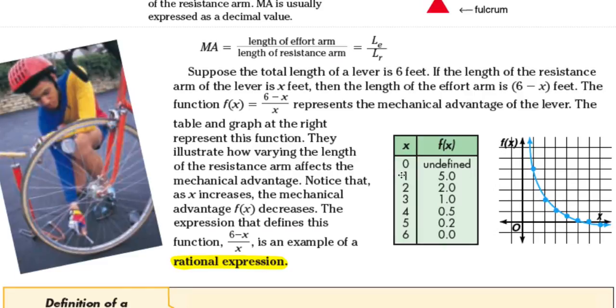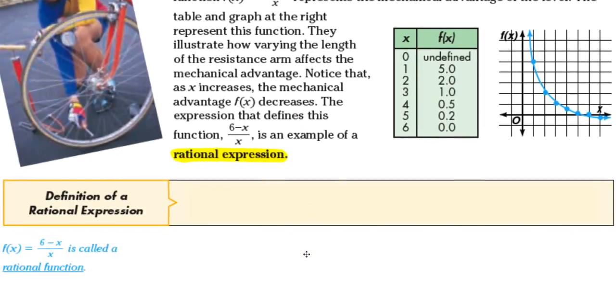If x is 1 and we substitute 1 into our expression, 6 minus 1 all over 1 will give you 5, and so on and so forth. If x is 6, f of x will be equal to 0. And if you graph that function, this is how the function would look. Notice that as x increases, the mechanical advantage decreases rapidly. The expression that defines this function, 6 minus x over x, is an example of a rational expression.